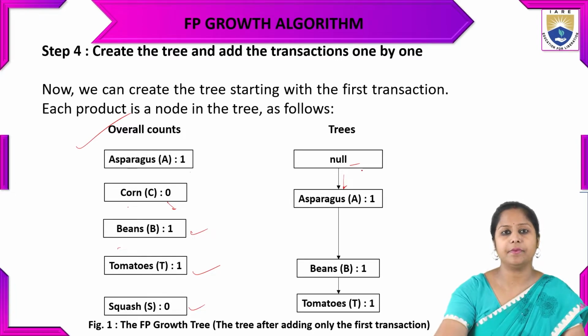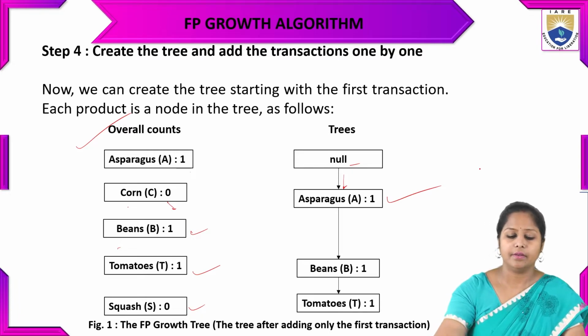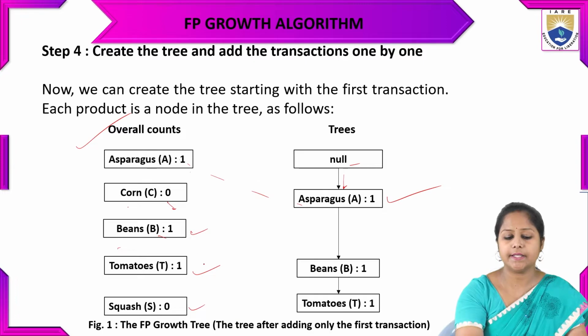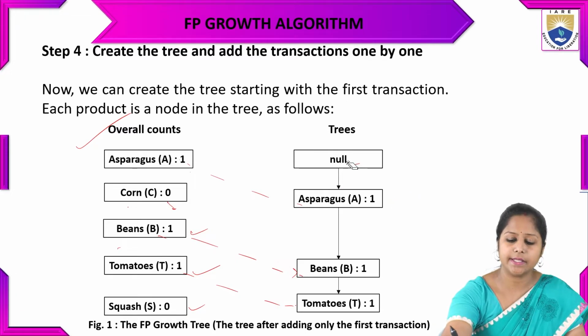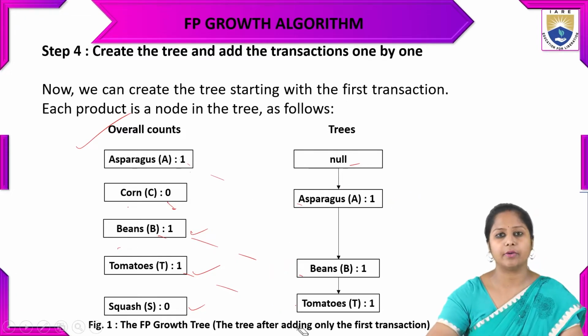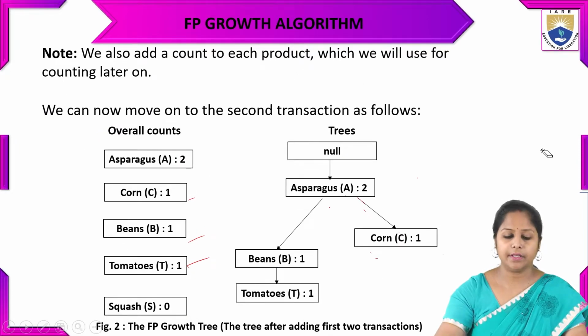Next to the sub branch we will take asparagus as 1. So asparagus is there, that is 1. Now beans is there, 1. Tomato is there, 1. So we will construct the tree like this, having the asparagus, beans and tomato in the list.